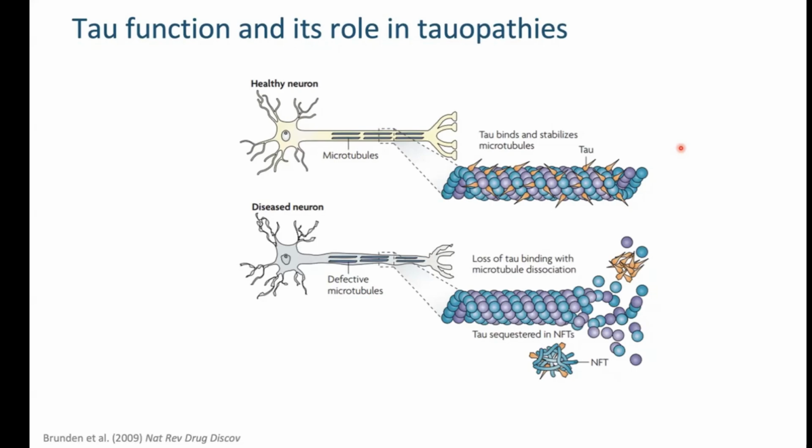To give an overview, tau is an IDP that binds to microtubules and also stabilizes microtubules. And in this neurodegenerative disorder, it has been proposed that there is a pathological aggregation of tau, and that the loss of function of tau, which means its interaction with microtubules, can also contribute to this pathology.